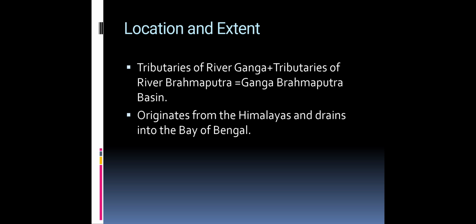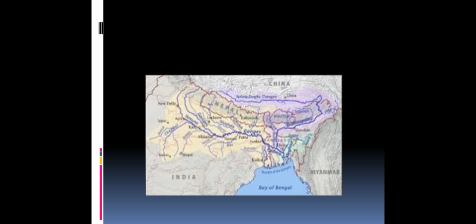What did you understand? First of all, the important thing is that the tributaries of river Ganga and the tributaries of river Brahmaputra together form the Ganga Brahmaputra basin. Then this Ganga Brahmaputra plain stretches in the east-west direction between the Himalayas in the north and the peninsular plateaus in the south. Then Ganga and Brahmaputra both originate from the Himalayas and they get drained into the Bay of Bengal near Sundarban Delta. Clear? This is all about the map of the places where the Ganga river and the Brahmaputra river flow. This is about the Ganga Brahmaputra basin.